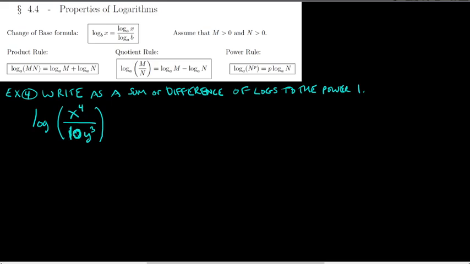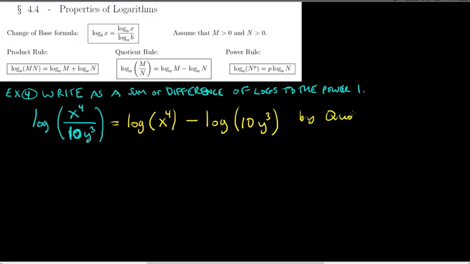Well, this should remind you of the quotient rule. This is my m, this is my n. So using the quotient rule, I can write this as log, this is base 10 now, of m, which is x to the 4, minus the log of n, which is 10y cubed. Okay, so that's the first step. That's just by using the quotient rule.